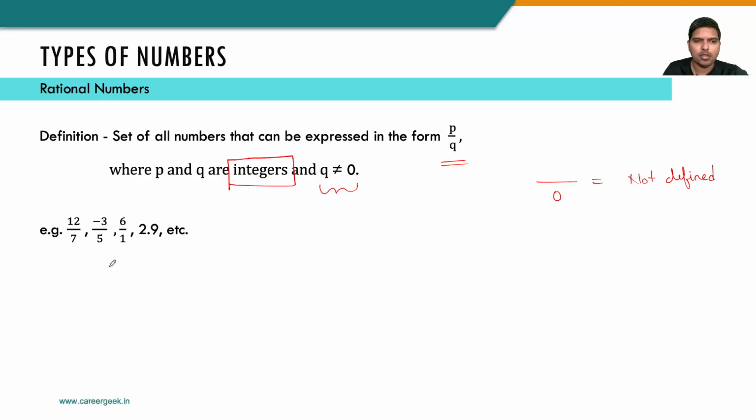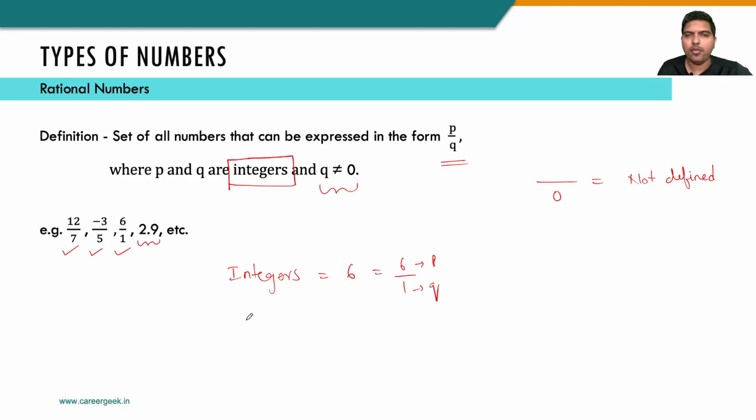is the definition of a rational number. As you can see some examples here, 12 upon 7, both are integers, positive. Negative 3 upon 5, one of them is negative, and both are integers. 6 upon 1. Remember, even the integers are rational numbers. If I'm saying 6, I can always write 6 as 6 upon 1. This is P and this is Q. If there's nothing in the denominator, there is 1 in the denominator always, which is an integer. So remember, all the integers are also rational numbers.